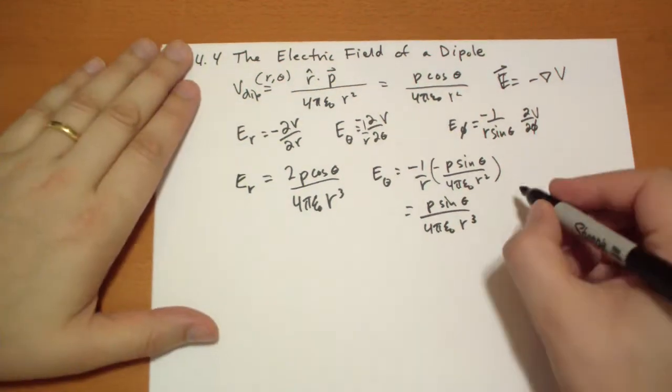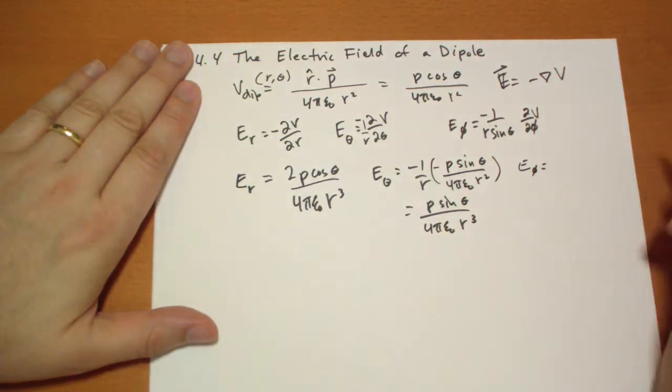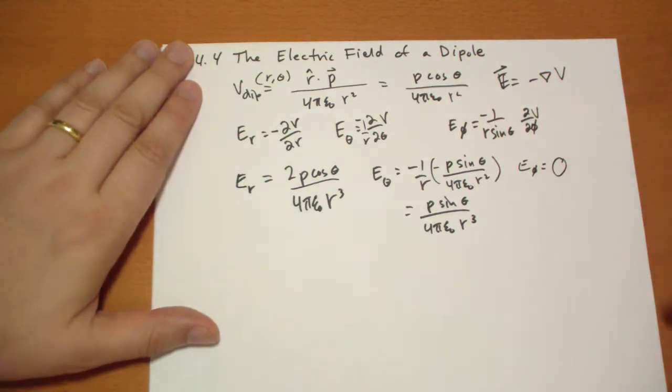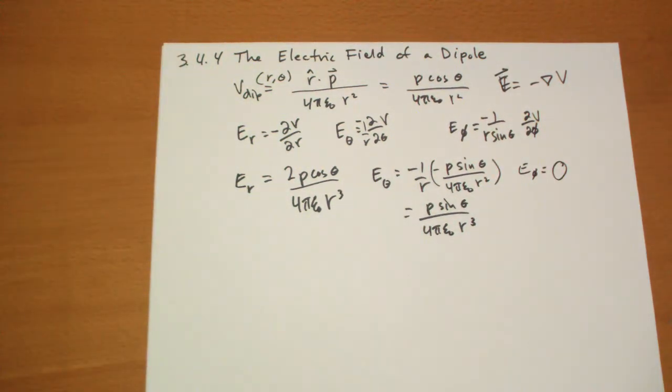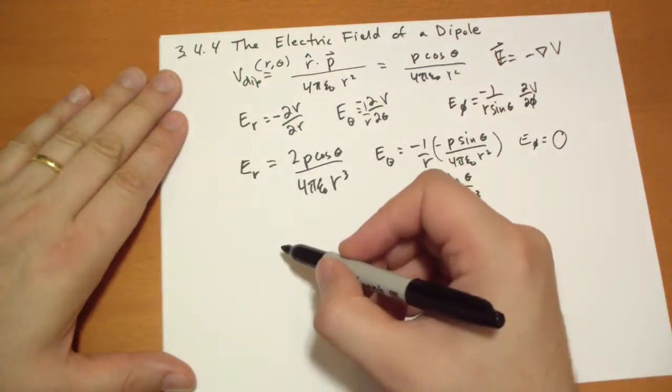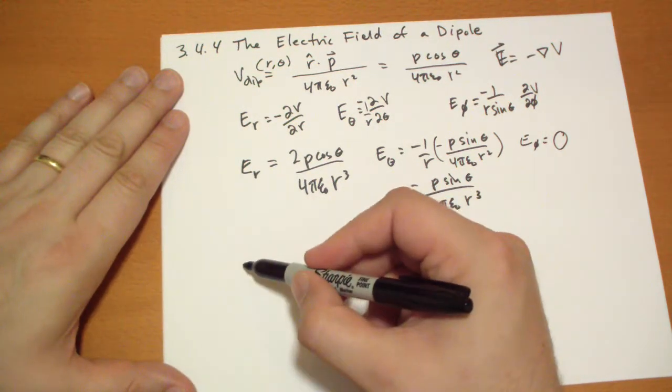And the phi direction: there's no variance in phi, so the answer is 0. Okay, so we have our electric field calculated using the gradient of the potential.